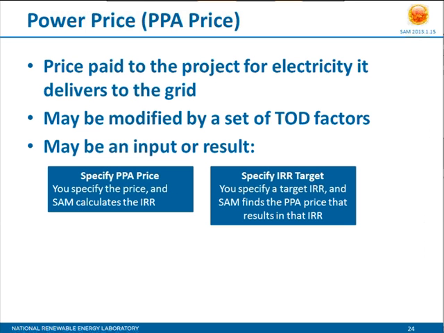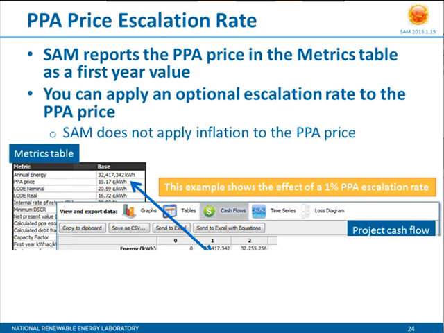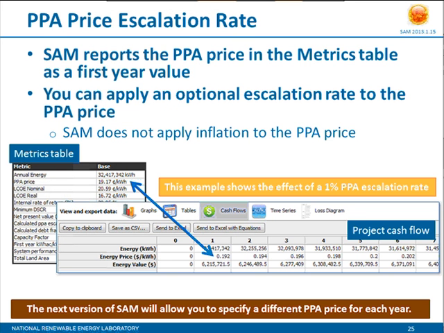What about the PPA price? So that's the price paid to the project for the electricity it delivers to the grid. As I showed you, it could be modified by a set of TOD factors. That's optional. And it can be either an input or a result. And the PPA escalation rate, which is an important assumption, has a pretty big impact on your PPA price and IRR.